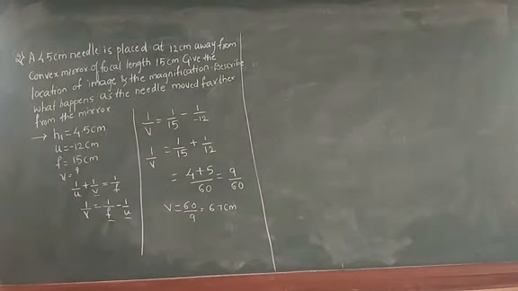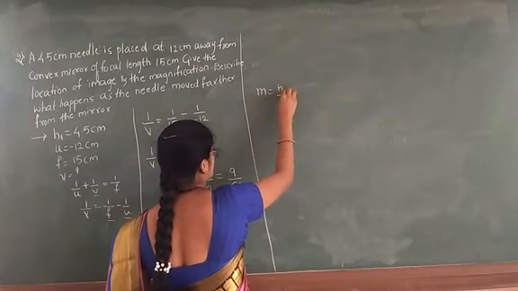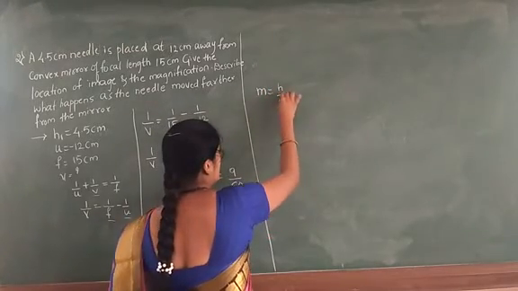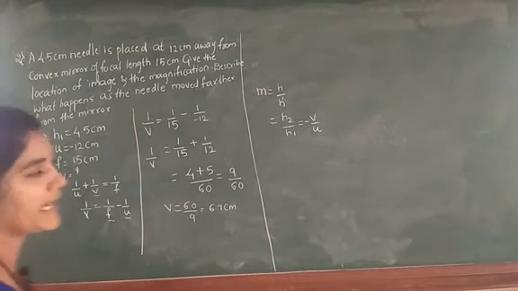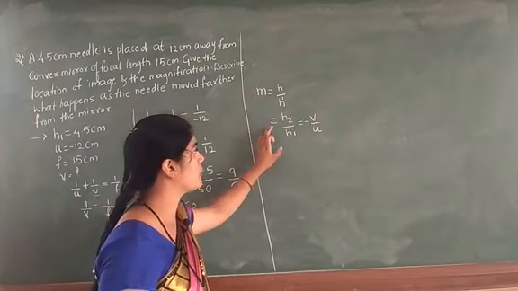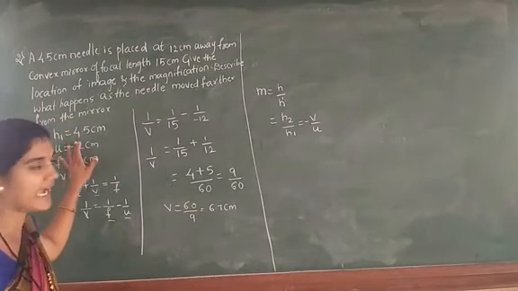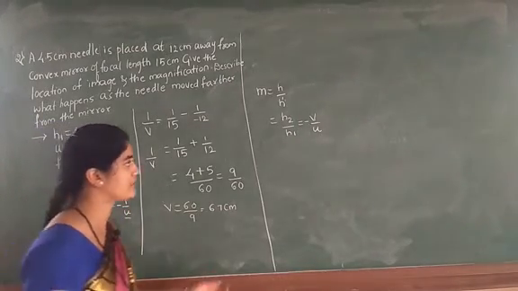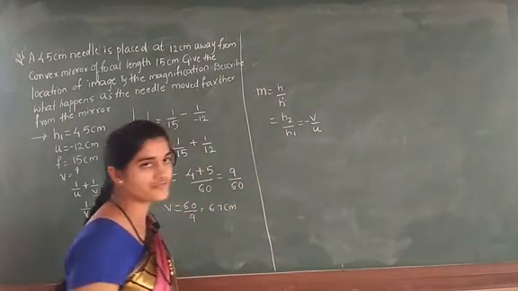Again, we have to take the magnification formula. M is equal to h by h dash, that is the magnification formula. It can also be written in the form of h2 by h1. In the given data we have taken the height h1 equal to 4.5 centimeter. Now we have h2 by h1 is equal to minus v by u.